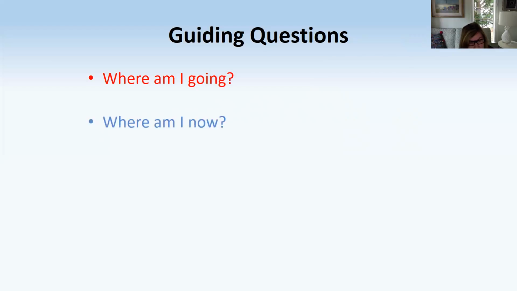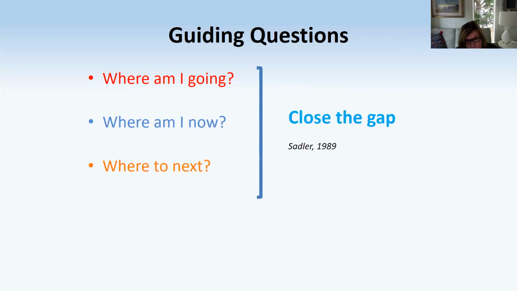The second question is, where am I now? Where am I now in relation to what I'm supposed to be learning? Am I beginning to learn it? Am I further along in my learning? Where am I in relation to the goal that's been set for me for this lesson? And then the third question is, based on where I am now, where am I going to go next? What's going to happen so that I keep moving forward on track to meet those learning goals? And the idea of these three questions is that they help close the gap.